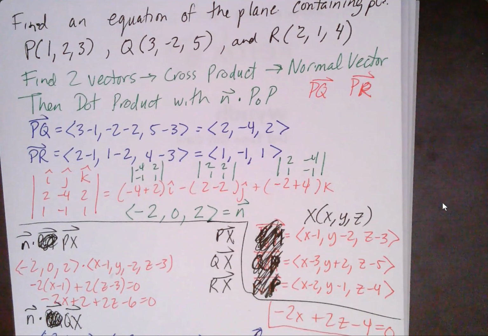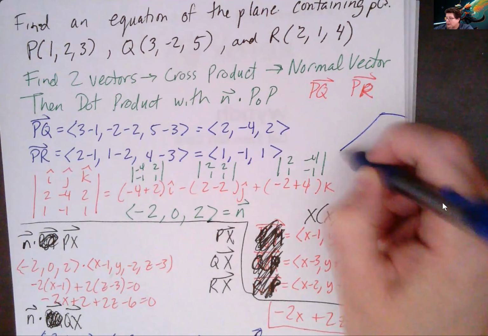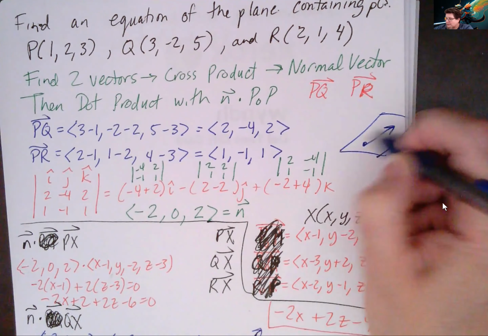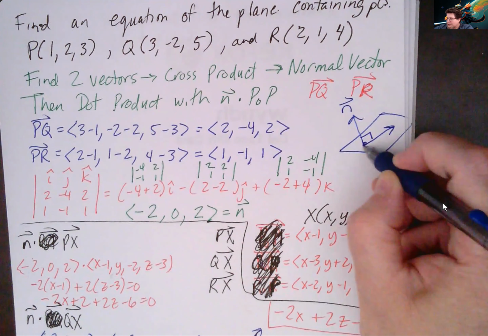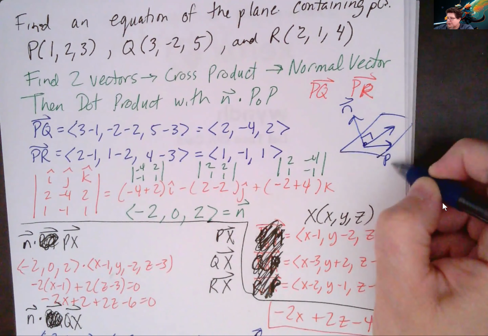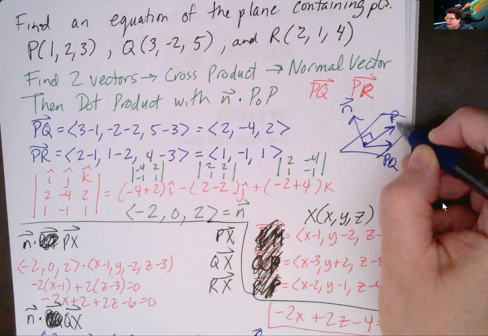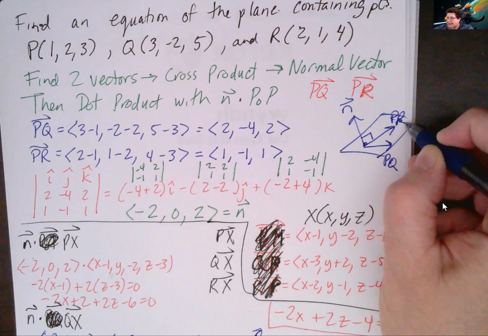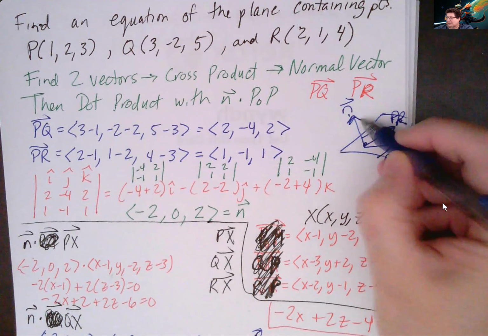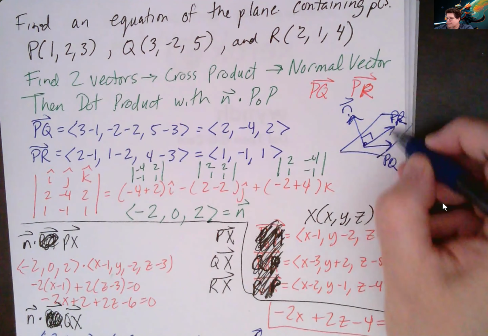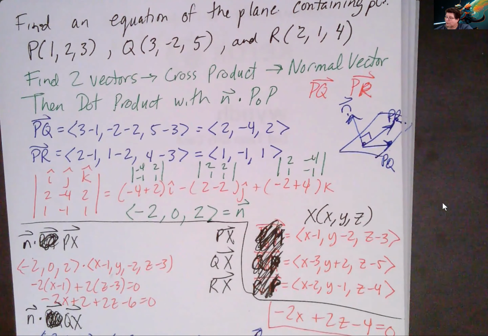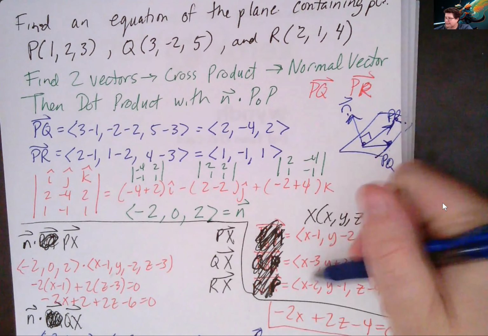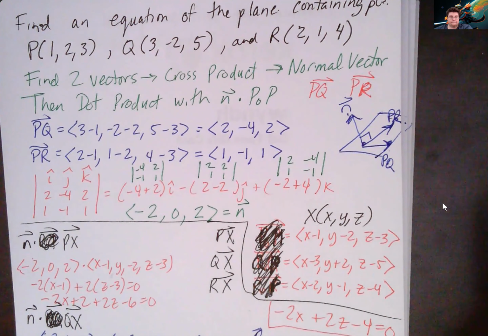Okay, I see. Just like in the last problem, we had this going on. This is the same thing here. Here we made two vectors, PQ and PR, so that we would find n. And now we can take that n and use any of these points with a random x, y, and z vector in the plane. Okay, thank you.